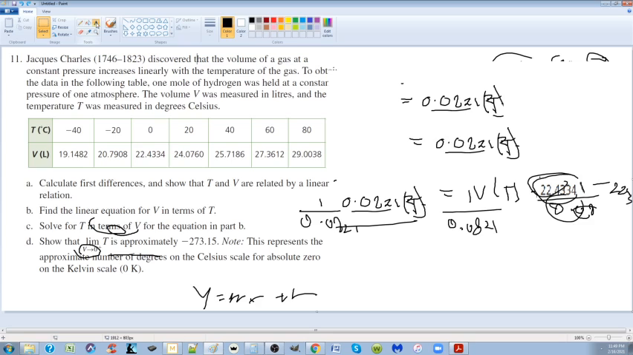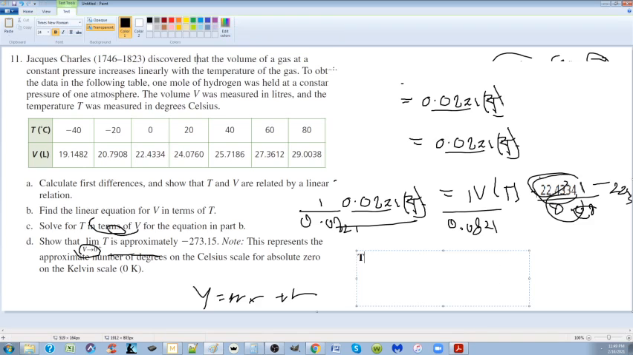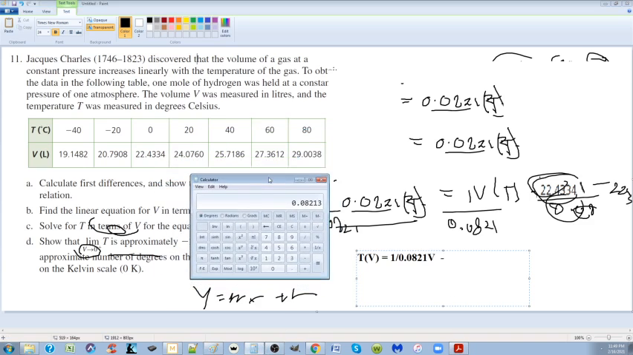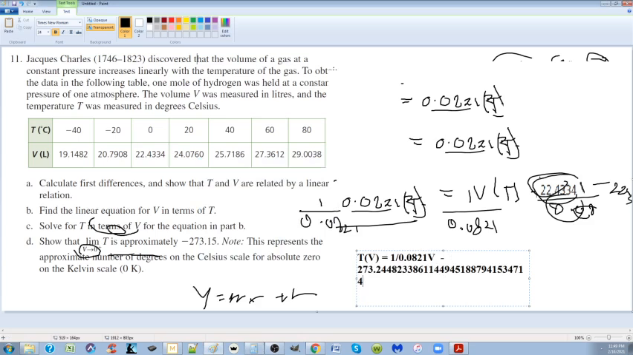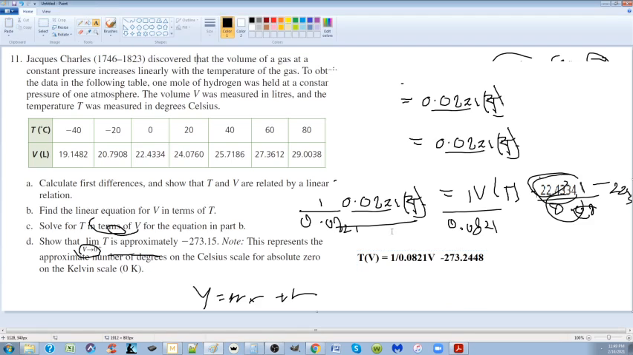Well, I guess I need the equation now. Okay. So I'm going to take t based on v is equal to 1 over 0.0821 v minus 22.4334, and I'm going to have to divide it by 0.0821 to see my new b. And there it is. And I guess I could round somewhere. There it is. So we can see when volume approaches 0, this becomes 0. And that's my new temperature, which essentially means that that's absolute 0.